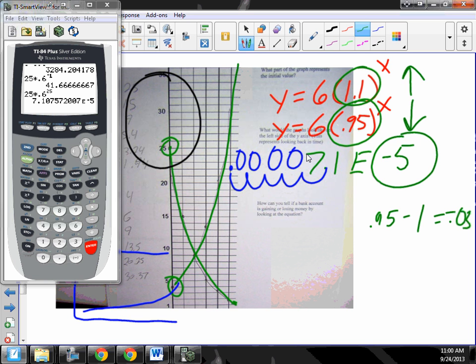So if you want to know if an exponential equation is going up or down, there are no negatives in this case. They're all positive. So if it's above 1, it's going up. If it's below 1, then it's going to go down.